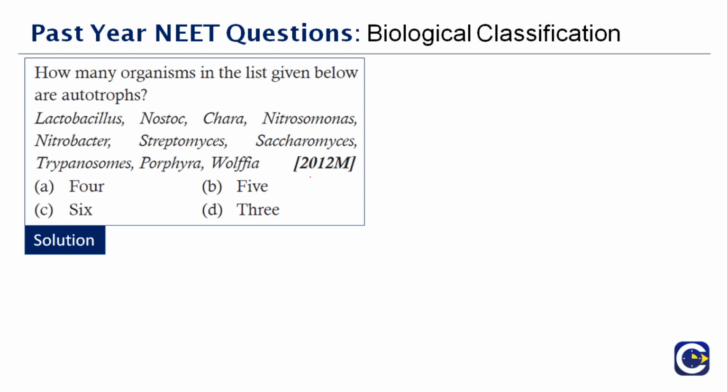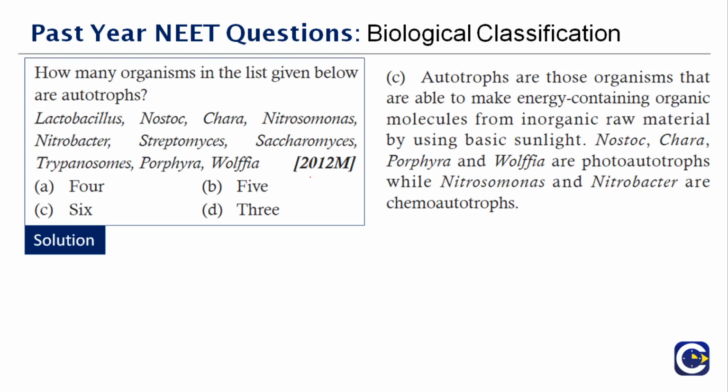So out of the options given here, Nostoc, okay, mostly algae will come under autotrophs. Lactobacillus we just now discussed is not an autotroph because it depends on an organic source, where it depends on milk to get converted into curd. So Lactobacillus is not an autotroph, it's a heterotroph. Nostoc, Chara, then you have Porphyra, Wolffia, are all photoautotrophs. Okay, so out of the options given here, the correct answer is 6.